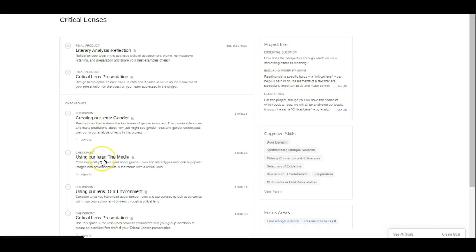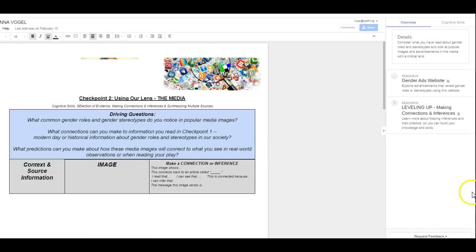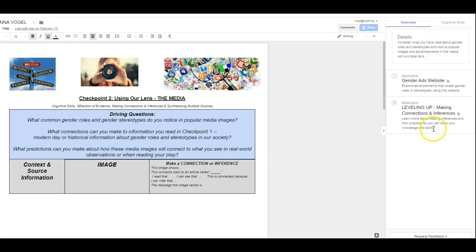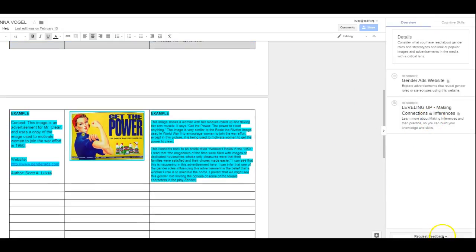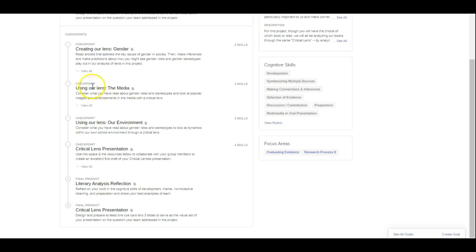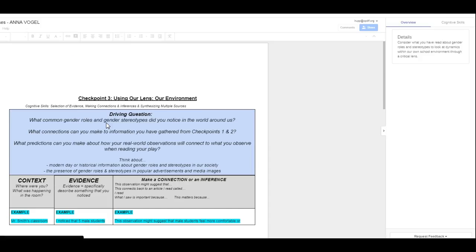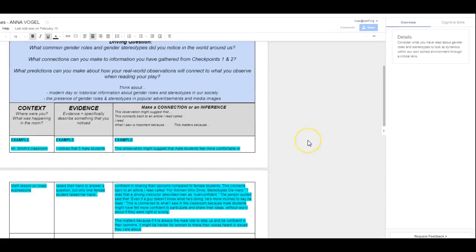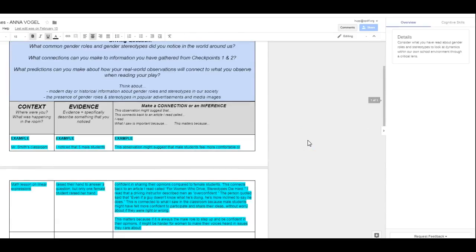Again, we're going to look at checkpoint 2. It's about using the media. So it's probably another graphic organizer. Sure it is. Okay, so you're looking for pictures, and there are some resources over here to help you with that checkpoint. And when you're done, submit it for feedback. Then the third checkpoint is using our lens in our environment. If you open this up, hey, look familiar? Another graphic organizer.